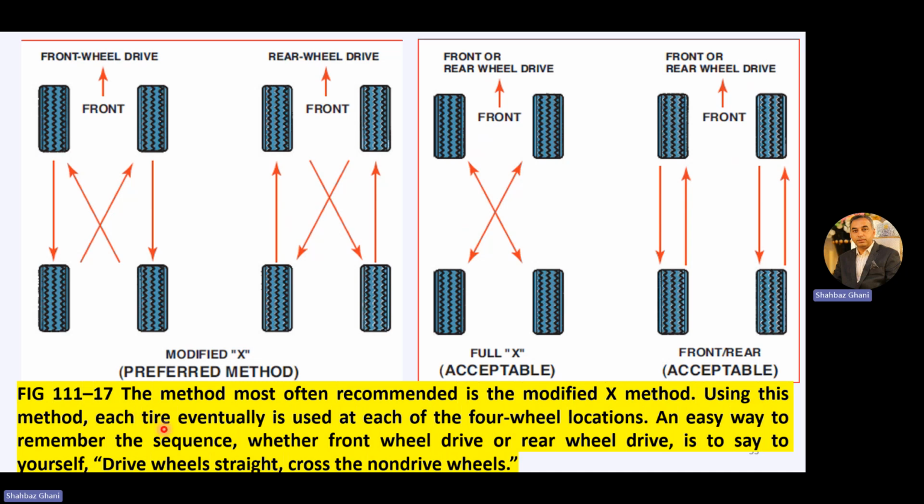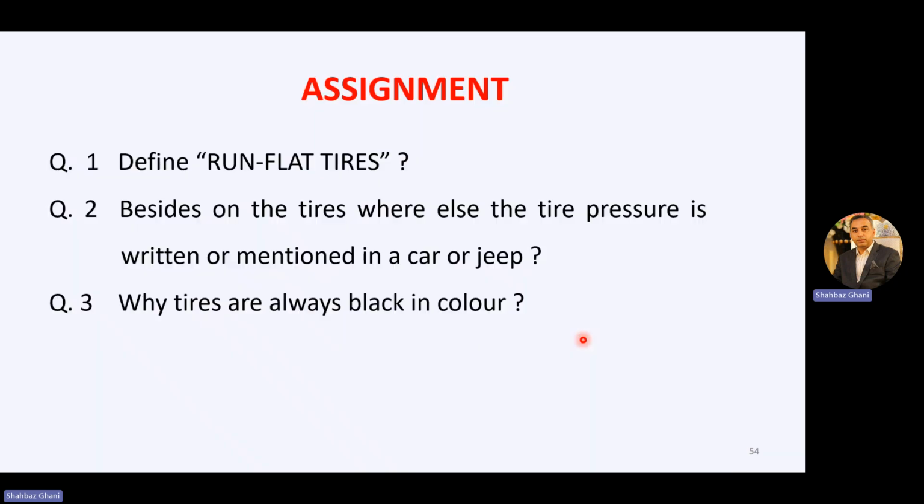Using this method, each tire eventually is used at each of the four wheel locations. An easy way to remember the sequence, whether front wheel drive or rear wheel drive, is to say to yourself, drive wheels straight, cross the non-drive wheels. So this preferred X method is used because in this method, a tire will change to all the locations as compared to this acceptable type of method.